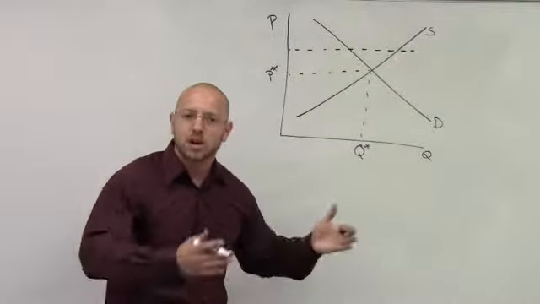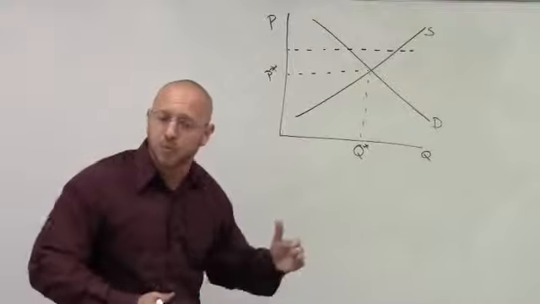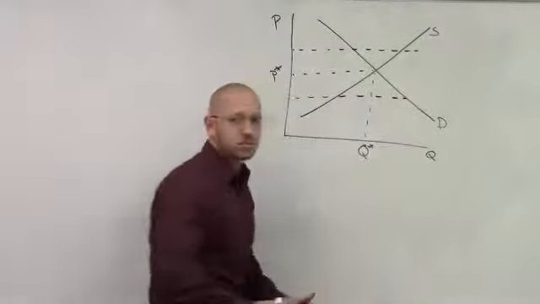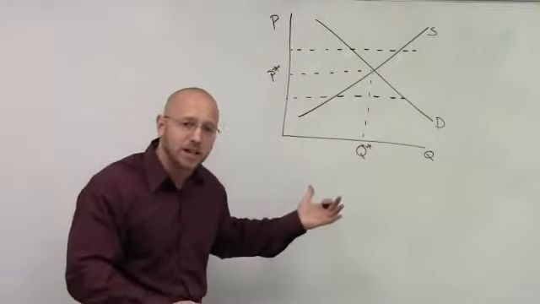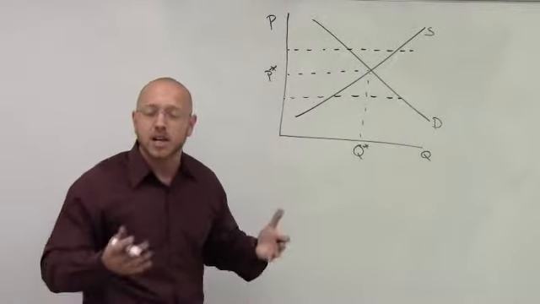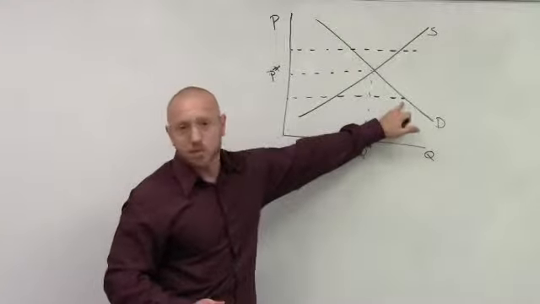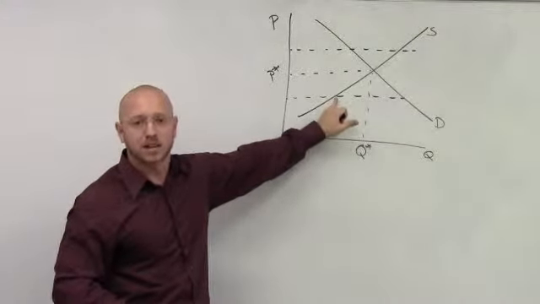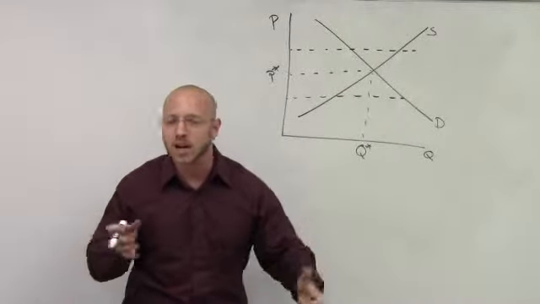Now, similarly, what if the market price is too low? What if the price is below the equilibrium price? Let's look at where quantity demanded and quantity supplied are in relation to each other. People want to demand this quantity. Suppliers are only willing to supply this quantity. There's a shortage, right? Everybody's trying to get it.